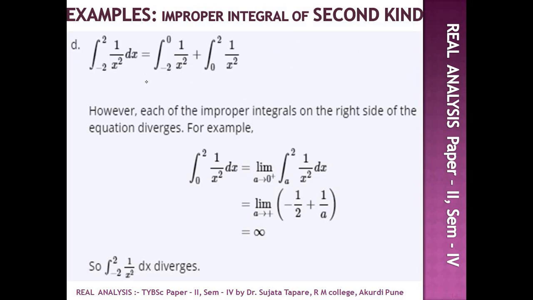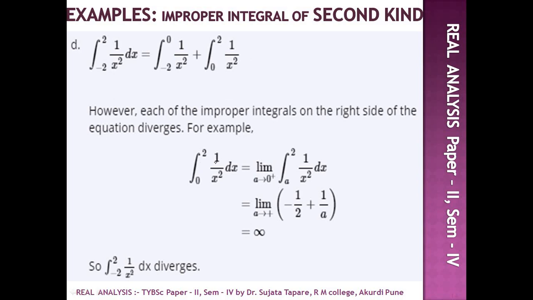Next one, integration minus 2 to 2 dx upon x square. Now here function is 1 upon x square, which is unbounded at x equal to 0, so split this integral at 0. So we have two integrals from this one, integration minus 2 to 0 1 upon x square dx plus integration 0 to 2 1 upon x square dx.